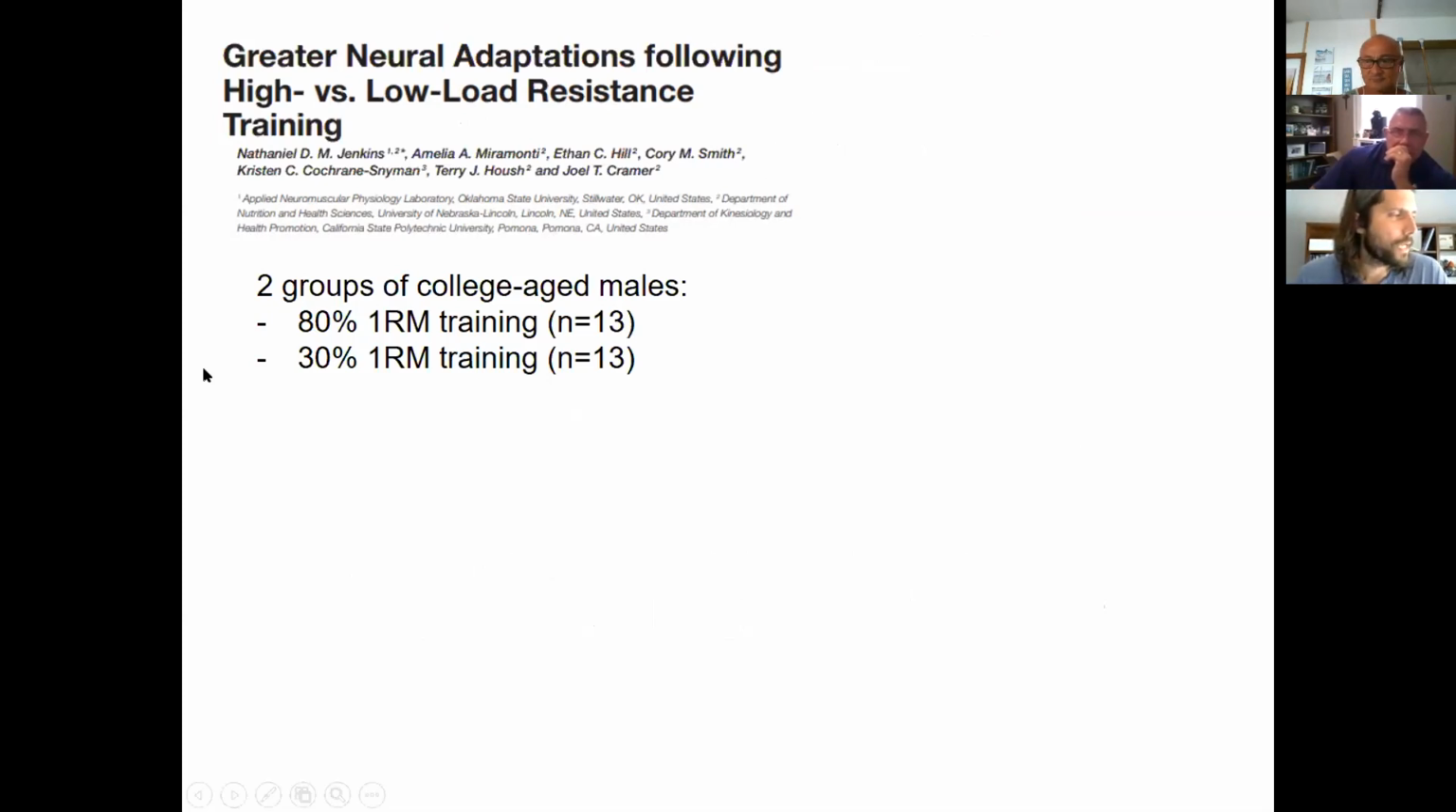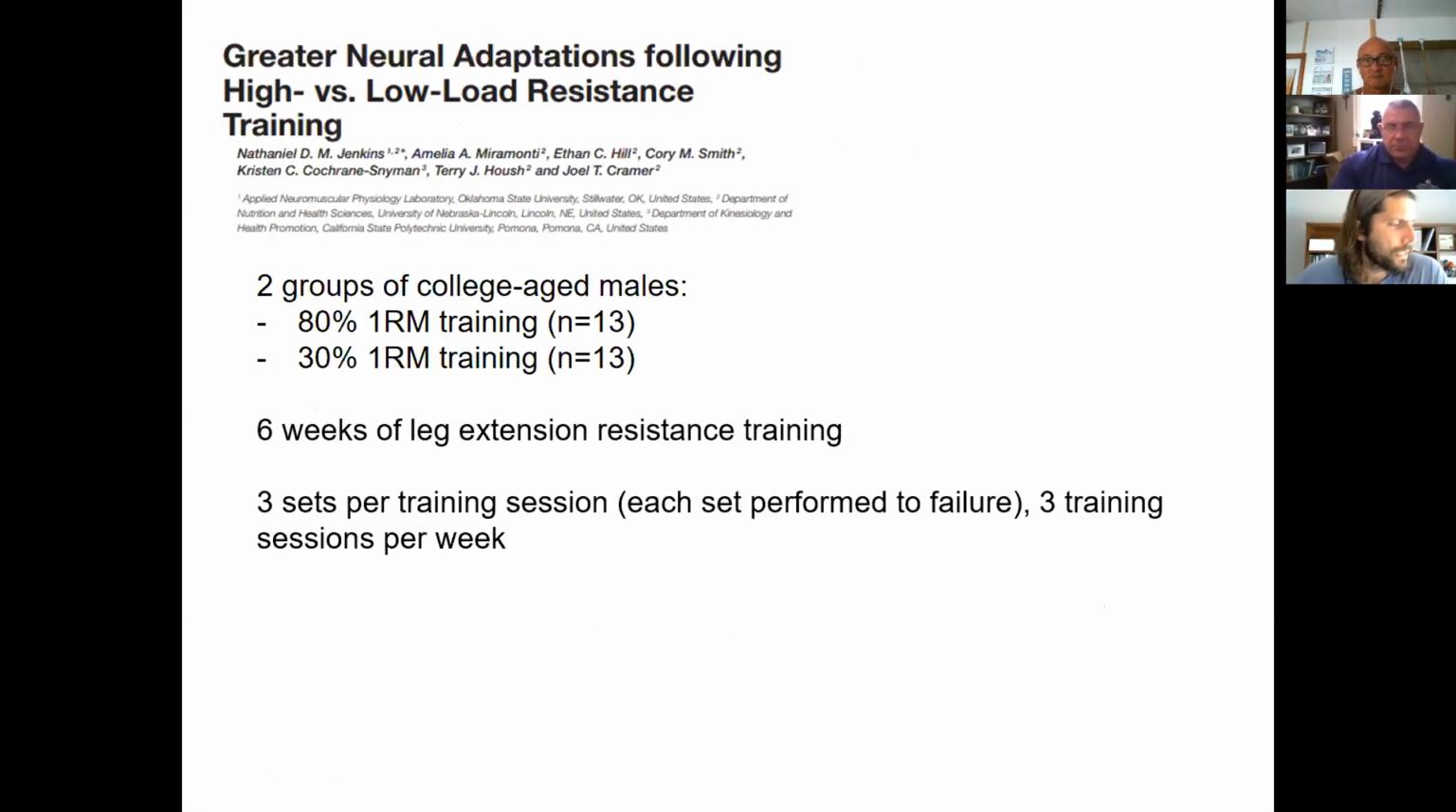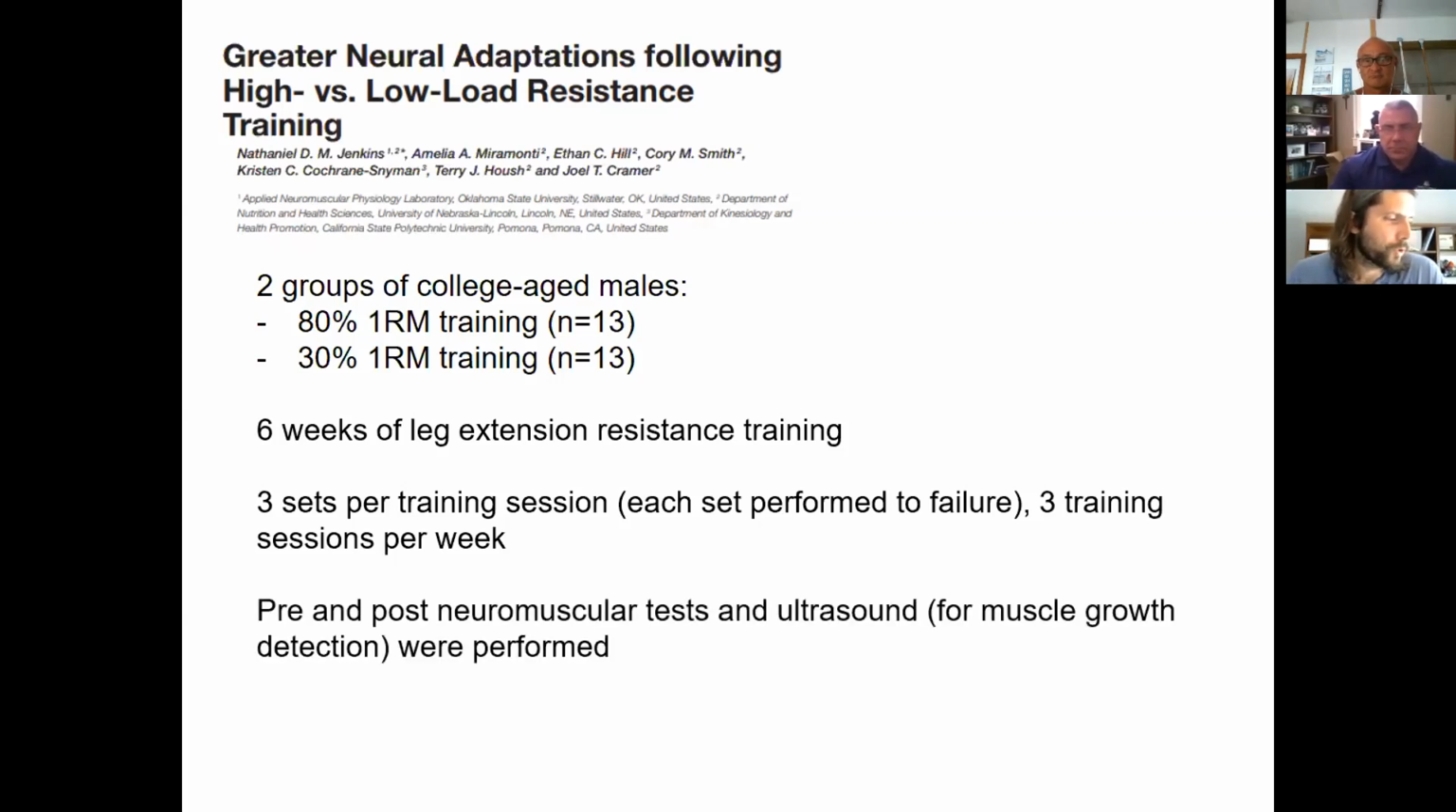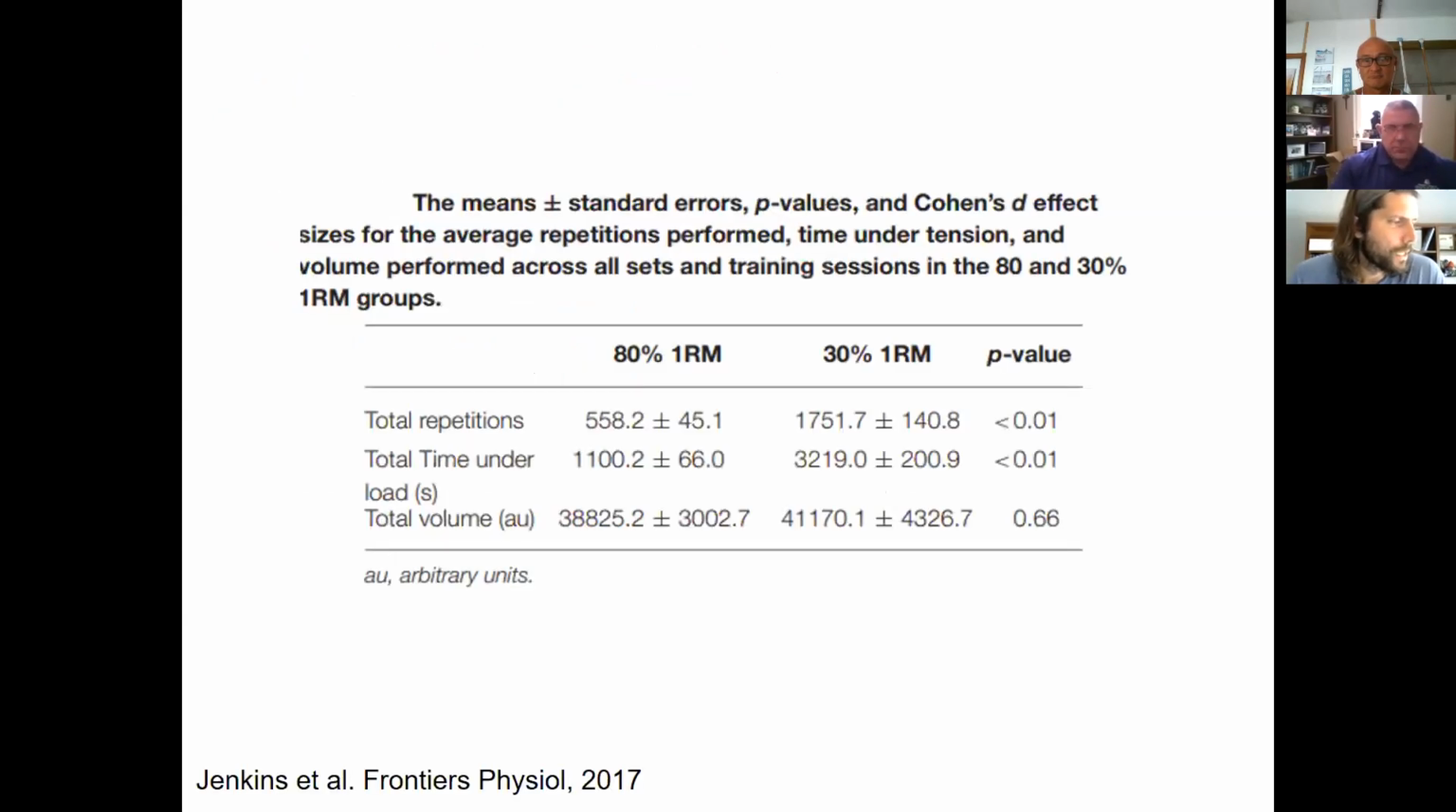So Nate Jenkins, he did this when he was with Joel Kramer at Nebraska. He sought to basically replicate Cam Mitchell's data, had 2 groups of college-age males, one that did 80% 1RM leg extensor training, one that did 30% 1RM leg extensor training. This was 6 weeks of leg extension training, just like Stu and his group did. They performed 3 sets per training session, 3 training sessions per week, and they did some neuromuscular tests at the pre and post testing batteries as well as ultrasound for muscle thickness. A little bit of a busy slide, I apologize.